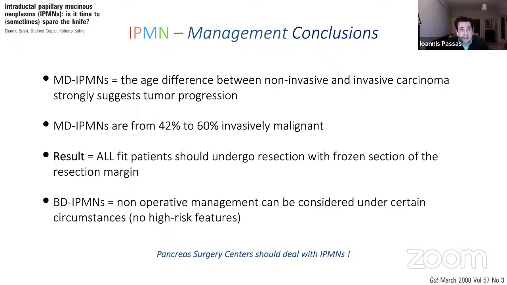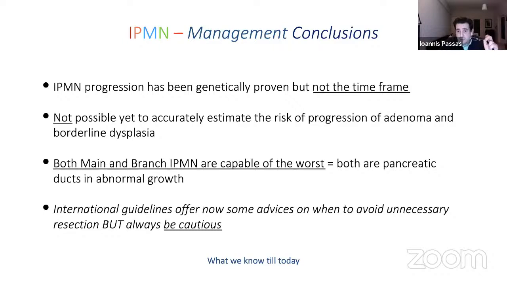There is a risk from 42 to 60% of finding invasive cancer in main duct IPMNs. So all fit patients should undergo resection with frozen section of the resection margin. In the branch duct IPMN, non-operative management can only be considered in the gray areas I told you about, with no high-risk features. Progression has been genetically proven, but we don't have the time, as I said before. It is not yet possible to accurately estimate the risk of progression from adenoma to cancer. Both main duct and branch duct are capable of the worst, so they need our attention equally.